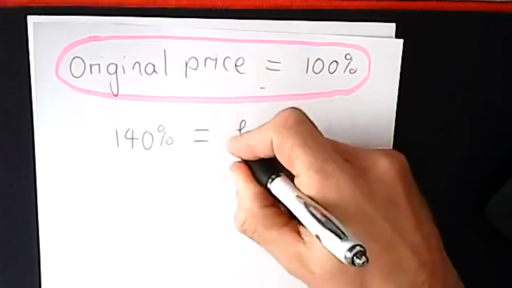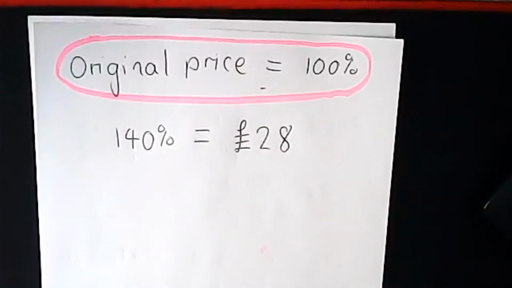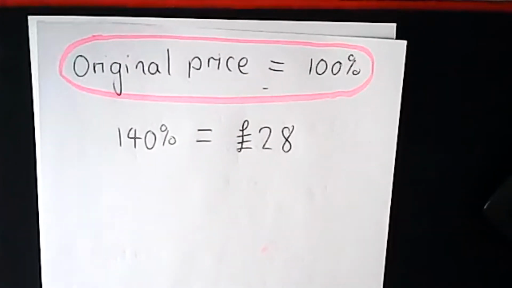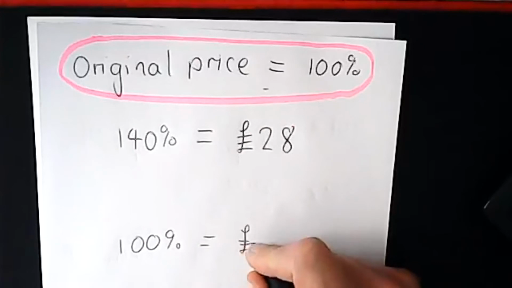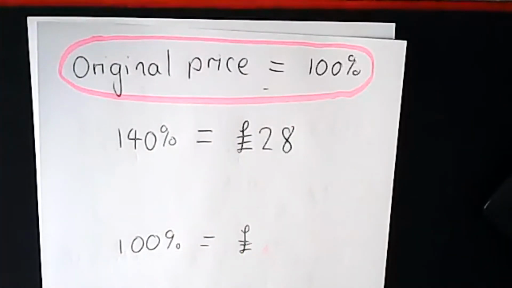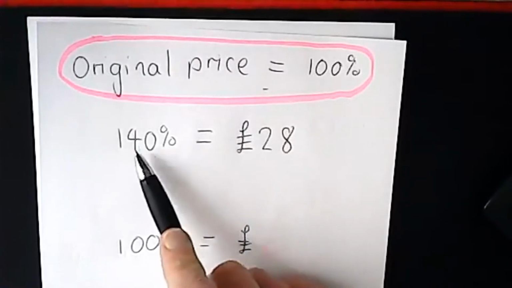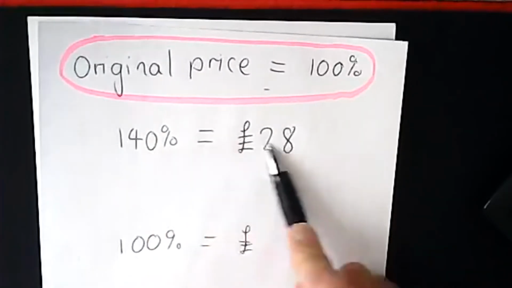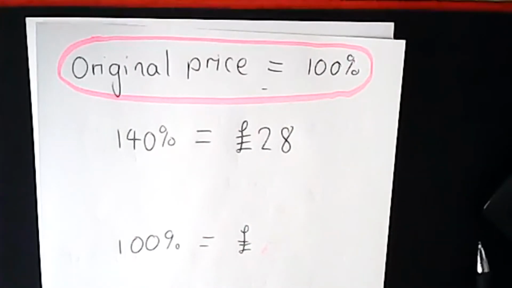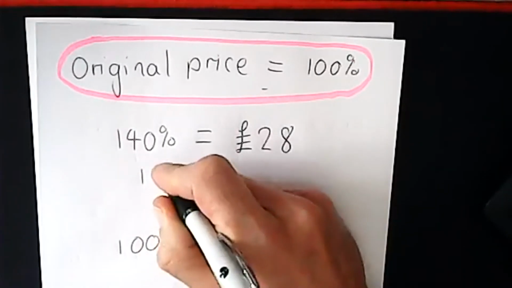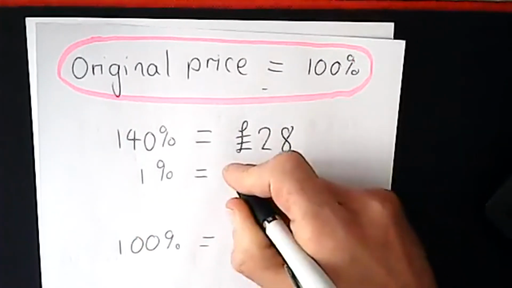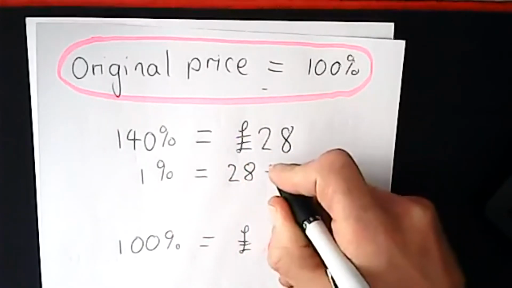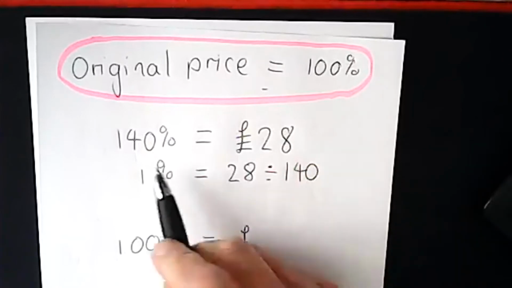Now, those of you that watched the work without a calculator, this is now related to that, because our goal is to find the original price, and our goal is to get to 100%, one way or the other. So here's a little clue. We notice that 140 and 28, 14 and 28, they're linked. So what we can do here is find 1%. If 140 is worth 28, 1% is going to be 28 shared by 140. So let's just go through that again.